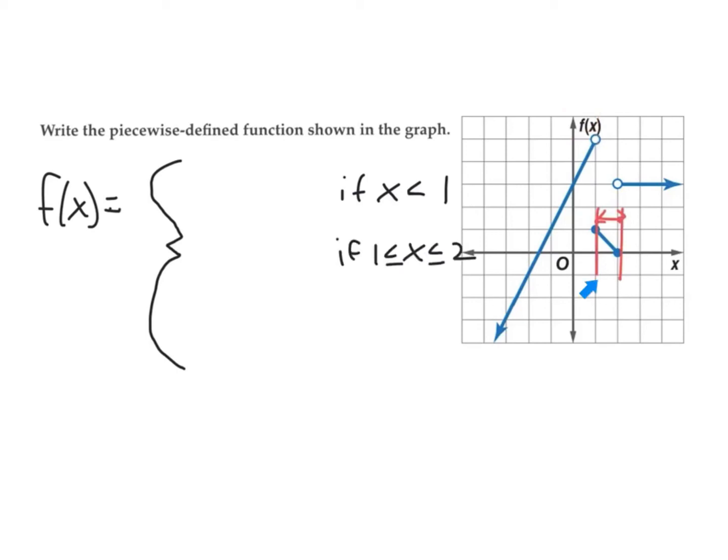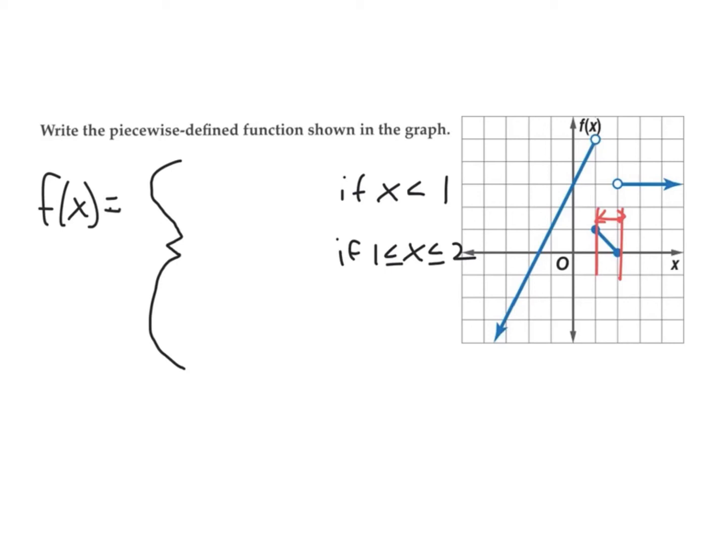And you can just pick off the numbers. If this was an open circle, then this would be just less than. Sometimes one will be open, one will be closed. So the closed tells you to make it or equal. The open tells you to make it just less than or greater than.